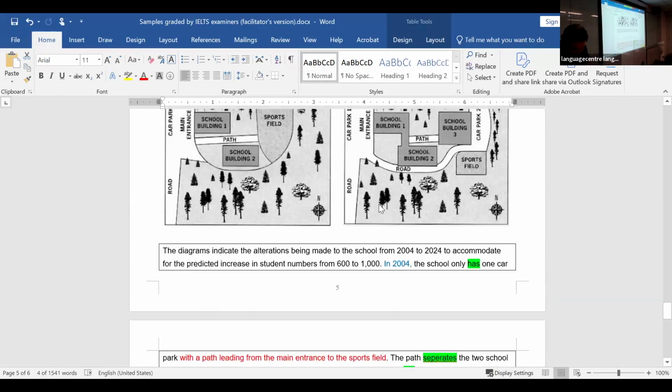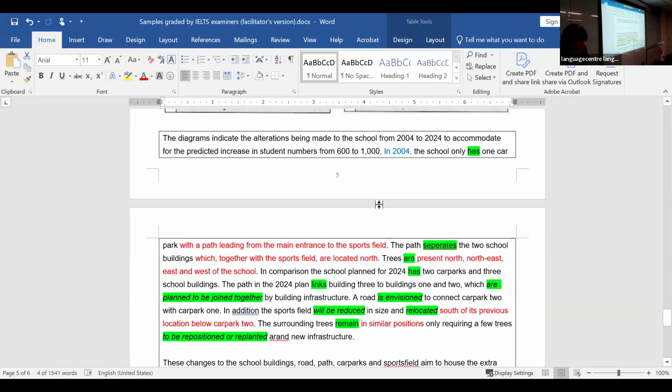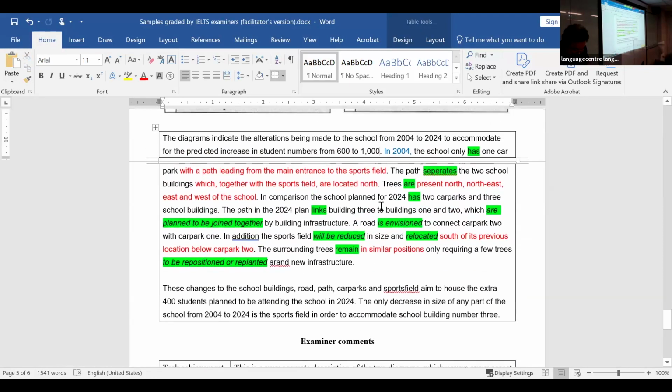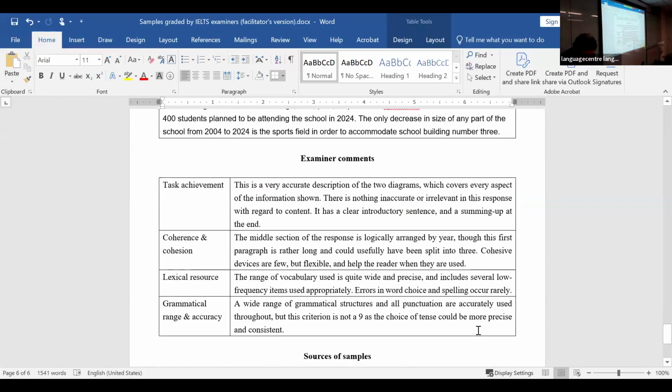This is a sample that scored a 7.5 in IELTS. There's one suggestion. Although this is a 7.5 piece of writing, we do have a suggestion on the use of tenses. As you can see from the examiner comments here, the choice of tense could be more precise and consistent.